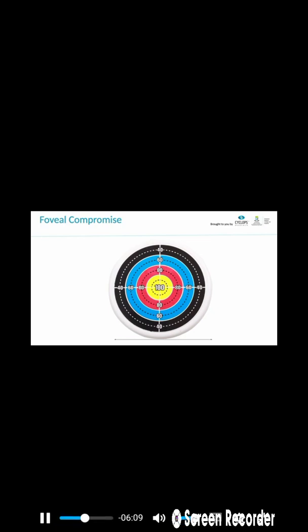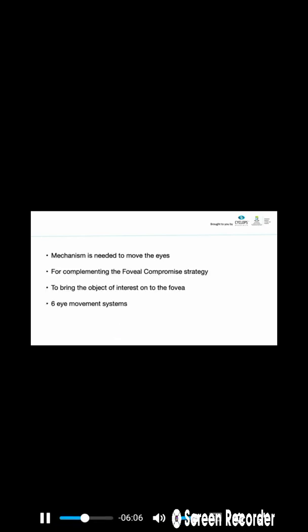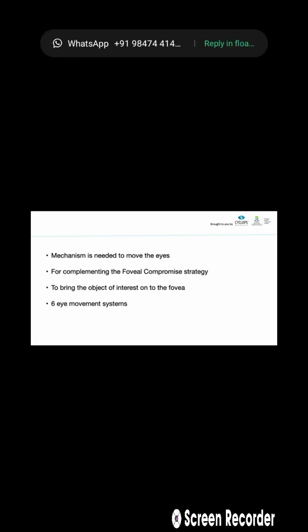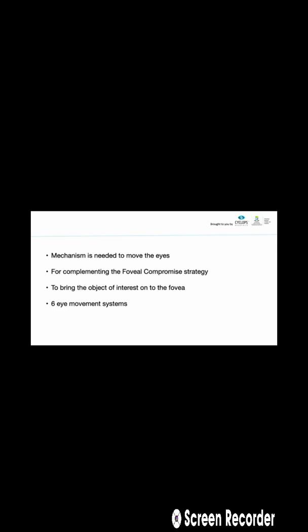So, the evolution of a mechanism to move the eyes is therefore necessary to complement this foveal compromise strategy by ensuring that an object of interest is maintained or brought onto the fovea. So for this, 6 types of eye movement systems have been developed in the human eye.